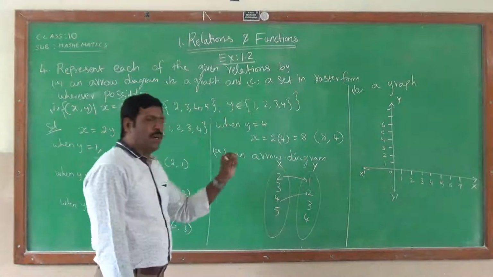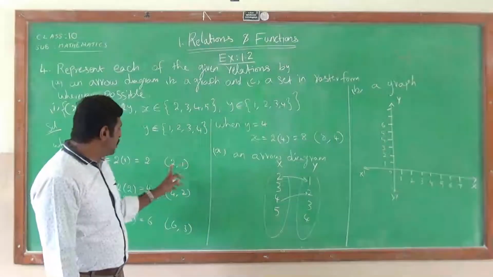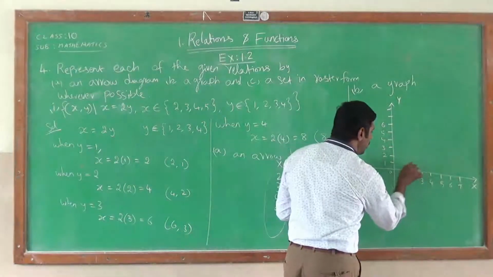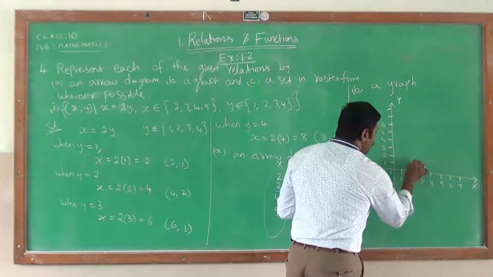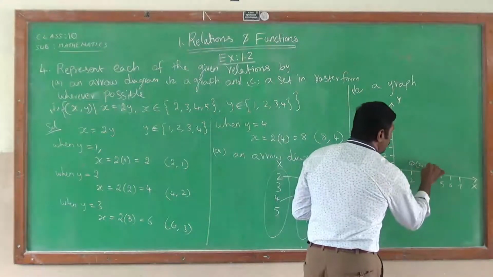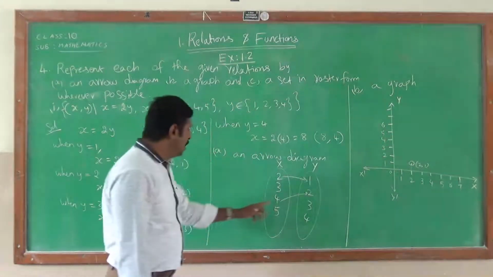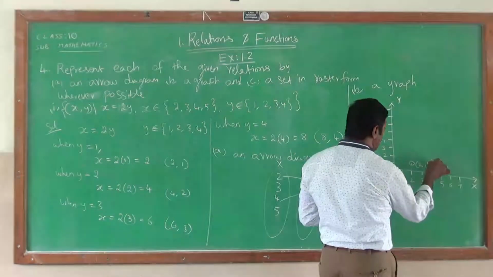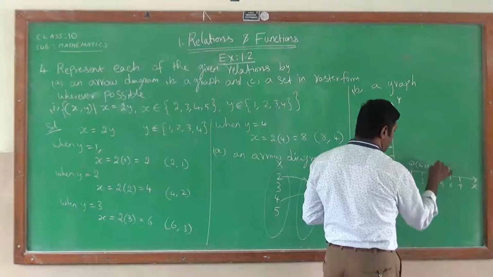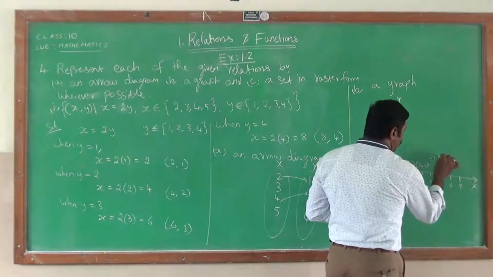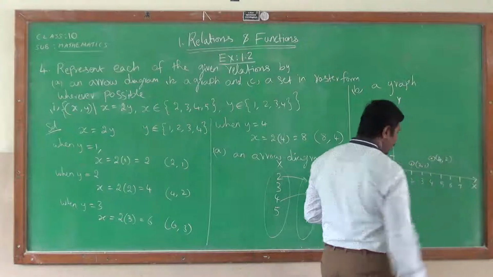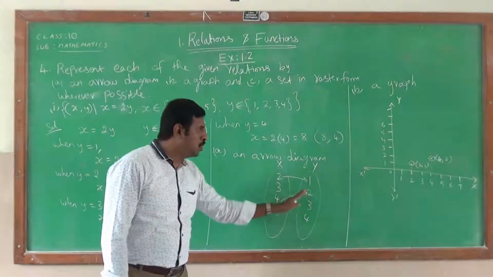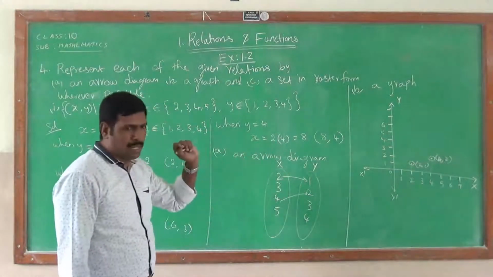Now we want to find the plotting points. Means (2, 1): 2 on the x-axis, 1 on the y-axis. This is the point, right? So this is (2, 1). And then (4, 2). Here is the point 4 and then 2 is here. So we have the relation with only 2 and 1, 4 and 2. It's enough to mention that in the graph, right?